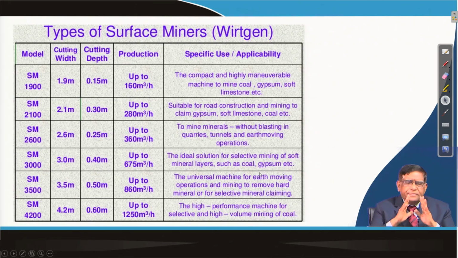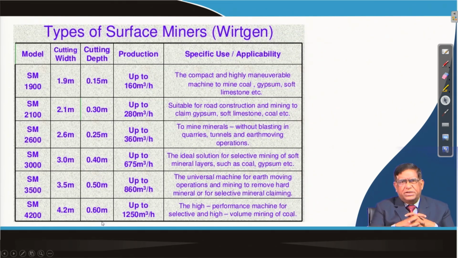Wirtgen is the company which introduced these machines in our country in a big way, and they have a number of models. You can see here the model names from SM 1900 to SM 4200, where the cutting width changes from 1.9 meter to 4.2 meter, that is how much width of material it can cut. If the width is more, the more material is cut, so the width dictates the production capacity per hour.